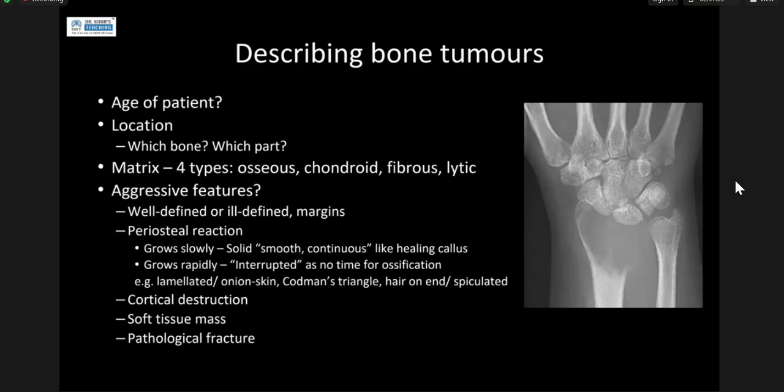Then looking at the cortex, the image on the slide is a nice example where the ulnar border of that distal radial metaphysis looks fairly ill-defined, and you'd be raising the question of whether there is cortical destruction at that margin. Predominantly you'll be shown plain films, and you'll be looking for distortion of the adjacent soft tissue planes and trying to get more information on whether there's an associated soft tissue mass. And pathological fracture is pretty self-explanatory.